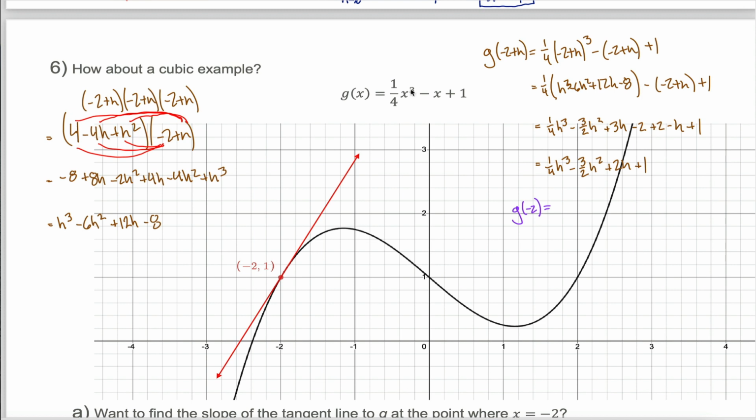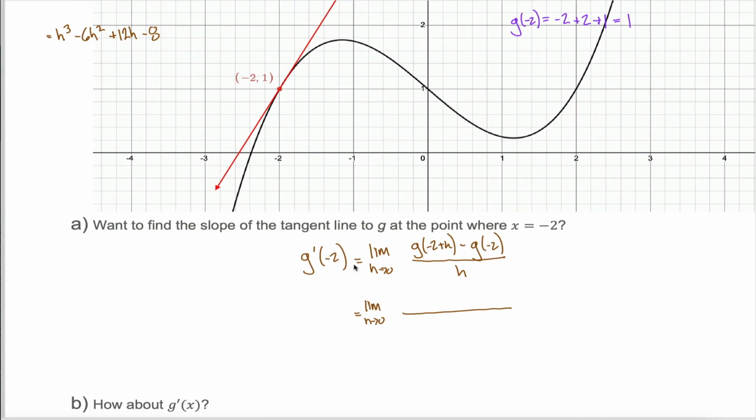Negative 2 cubed is negative 8, and negative 8 times 1/4 is negative 2. And then minus another negative 2 is the same as plus 2, and then plus 1. Negative 2 plus 2 plus 1 is just 1. When I put negative 2 in, positive 1 comes out. I now have my two different outputs that go into this formula here.